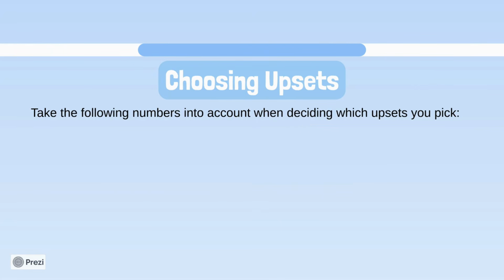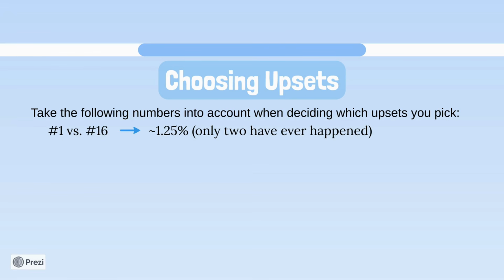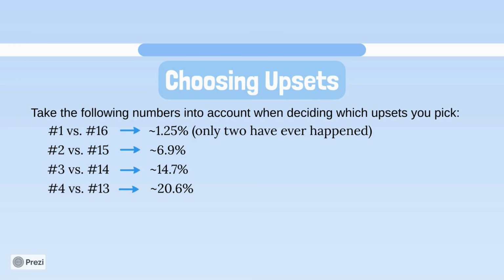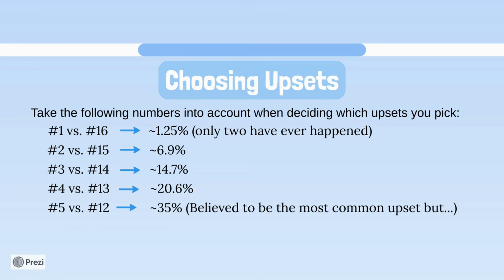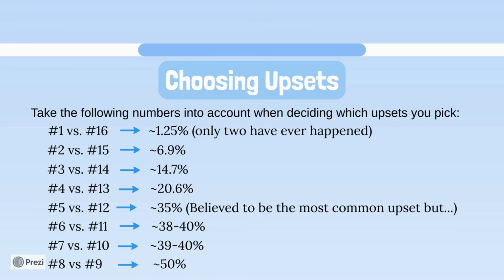When choosing upsets, let's use math to figure out which upsets to pick. The 1-16 matchup only has a 1.25% chance of being an upset, as only 2 have happened in the history of the tournament. We can work our way down the percentages of upsets and see that the closer the teams get in ranking, the greater the chance an upset occurs. The 5-12 matchup has long been thought to give us the most amount of upsets, but the math doesn't support that. The odds of an upset creep closer to 50% until we hit the 8-9 matchup, which is essentially a coin toss.